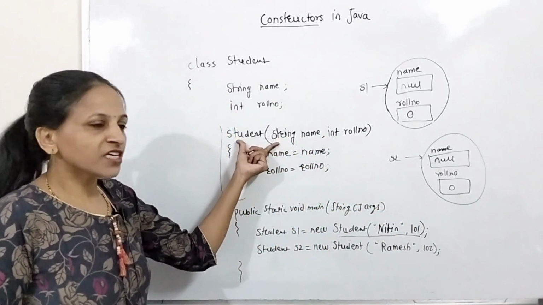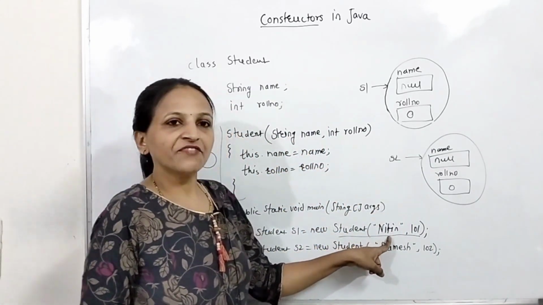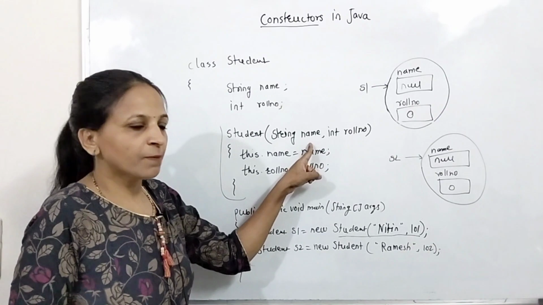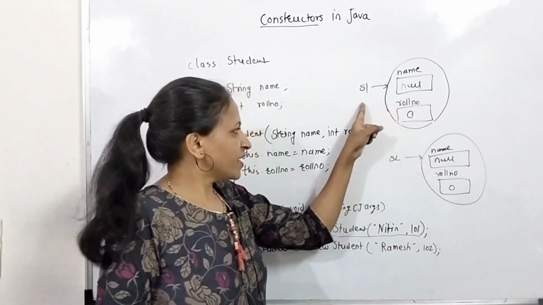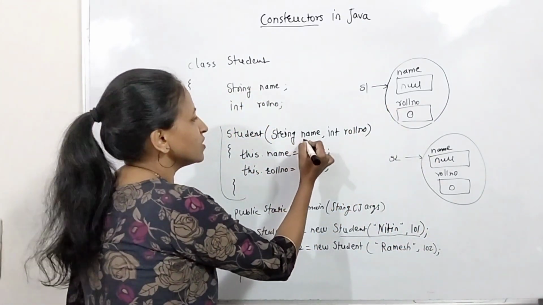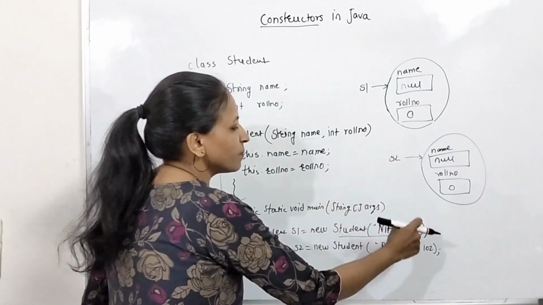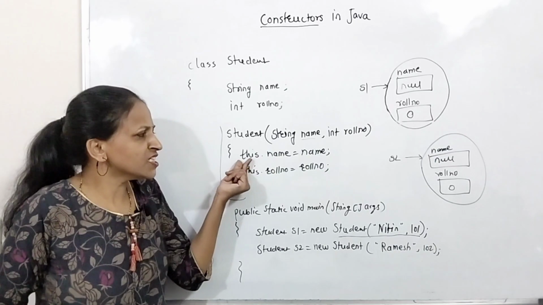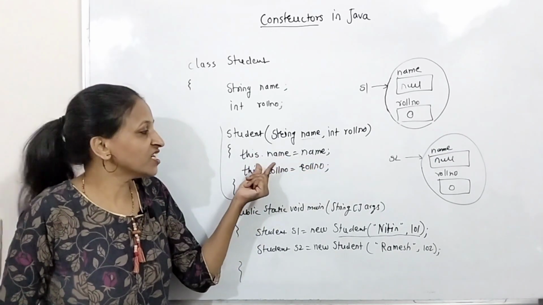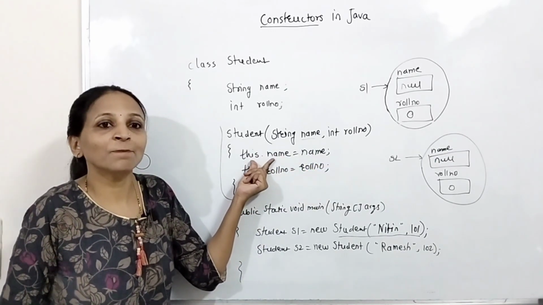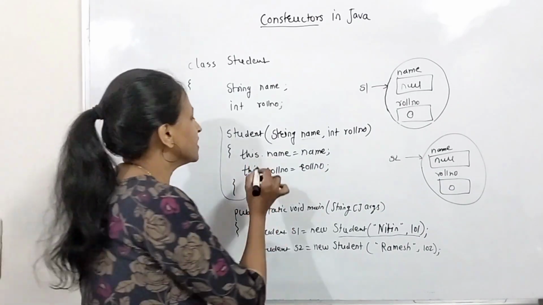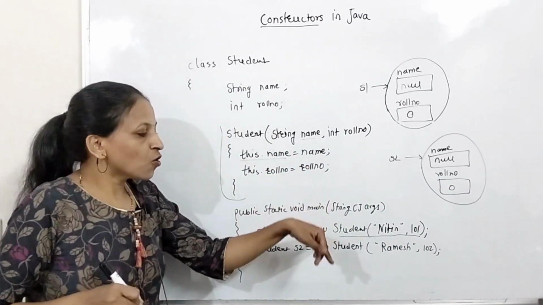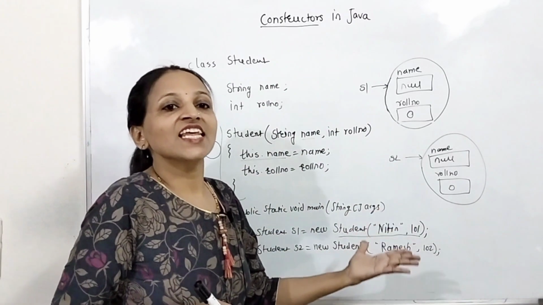Now this constructor will be called. The first argument will get copied inside this name variable. Second argument will get copied inside this roll number. Now this name will have Nitin, roll number will have 101 value. Now here this.name is equal to name. What does this.name means? See, this.name means the calling object's name.